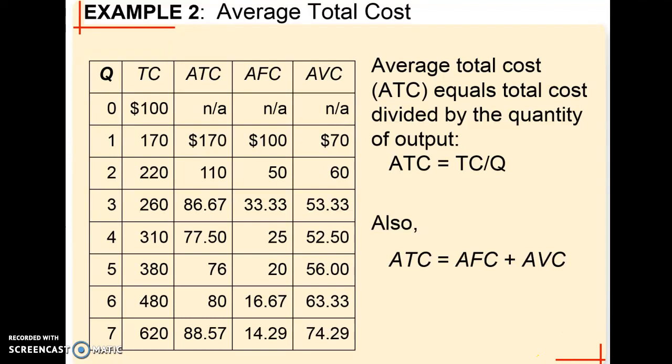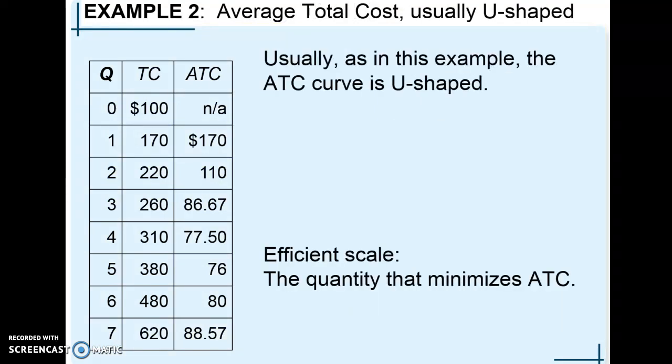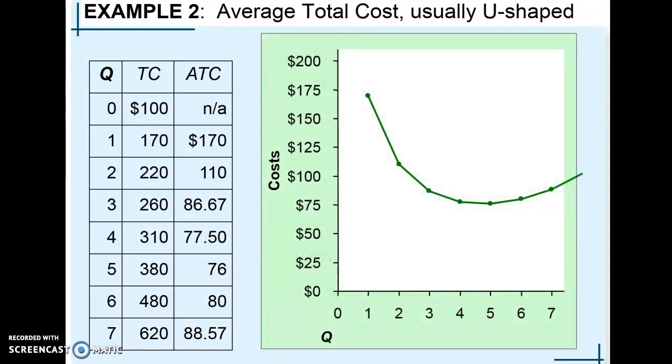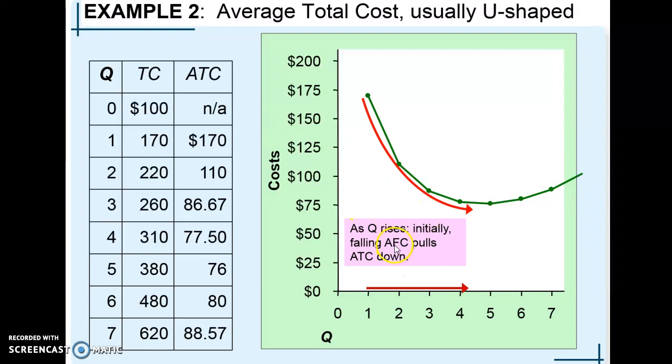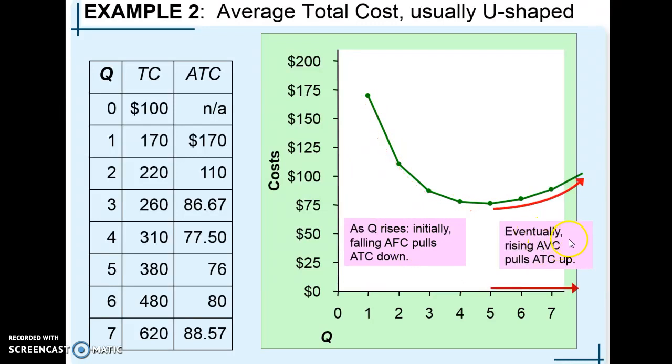This chart shows average total cost equaling total cost divided by the quantity of output. Also, average total cost equals your average fixed cost plus average variable cost. Usually, as in this example, your average total cost is going to be U-shaped. So as the quantity rises, initially your average fixed costs pull down your average variable cost, but then eventually your variable costs are going to go up, and that's going to drive your average total cost to also go up.